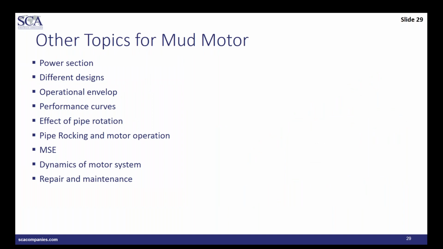Moving on to the next one, you will see the topics: power section, different designs, operational envelope, performance curves, the effect of pipe rotation. When we use a mud motor, what is the effect of pipe rotation? What is the stability of the string with reference to the vibration? Now we rock the pipe. What happens? The effectiveness of the length that is being rocked. So it will cover additional downhole tools like agitators and mud motor combinations, and obviously the mechanical specific energy.